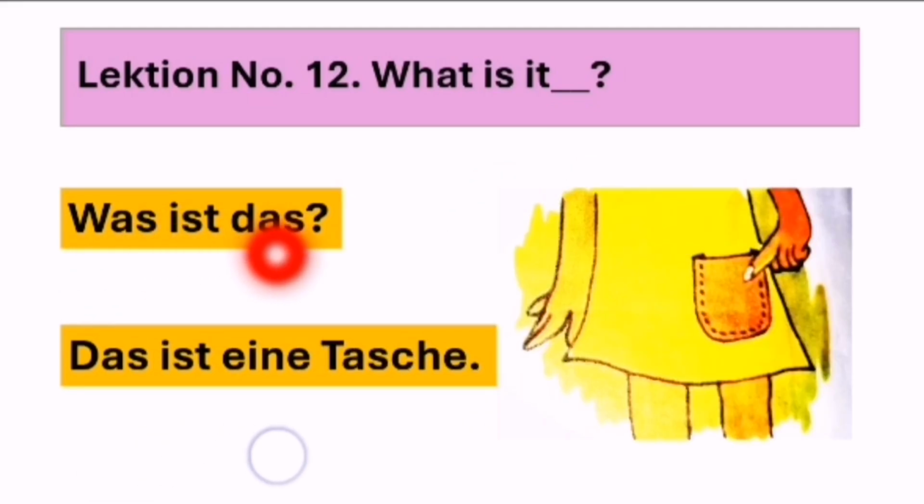Was ist das? What is it? Das ist eine Tasche. This is a pocket. Was ist das? Das ist eine Tasche.